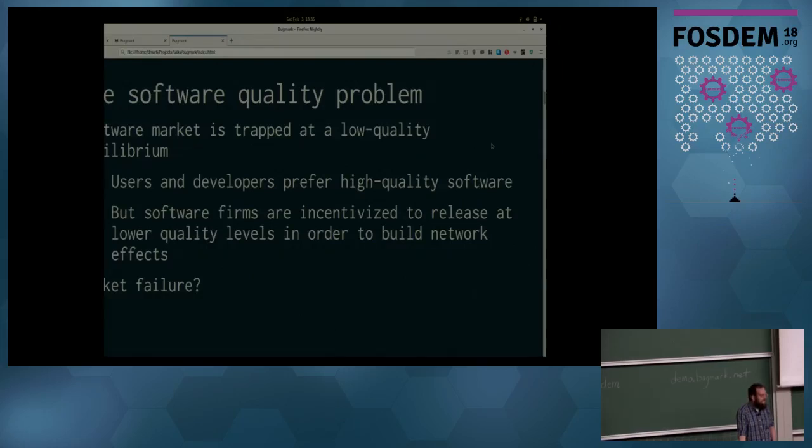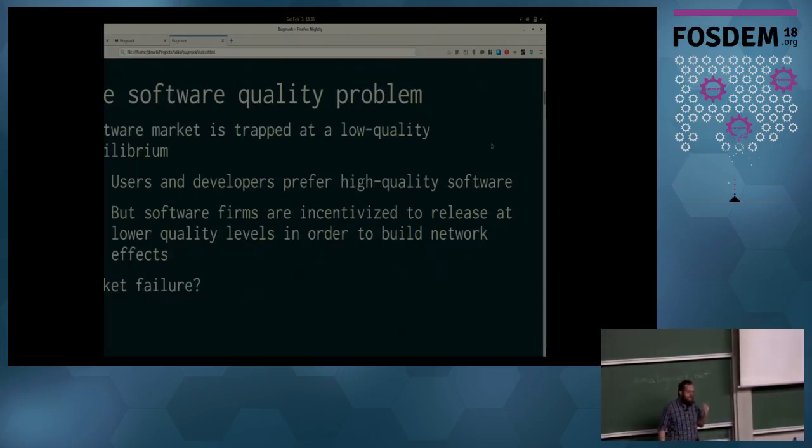Why is there a market failure in software? I mean, users prefer software to be released at a high level of quality, right? Developers also prefer to release software at a high level of quality. But given the presence of firms in the software market, all of which are trying to build network effects for particular projects, these firms are incentivized to release software at a low level of quality in order to get things out there quickly, in order to build network effects.